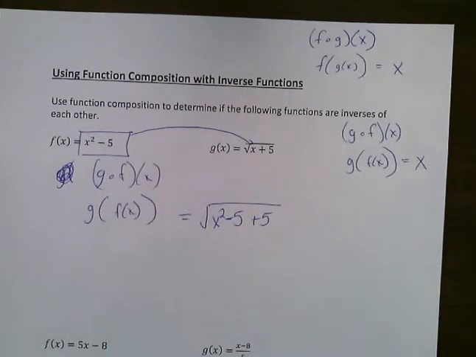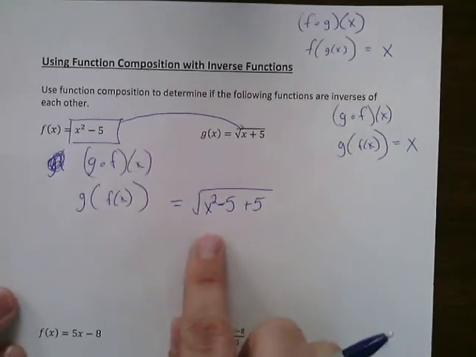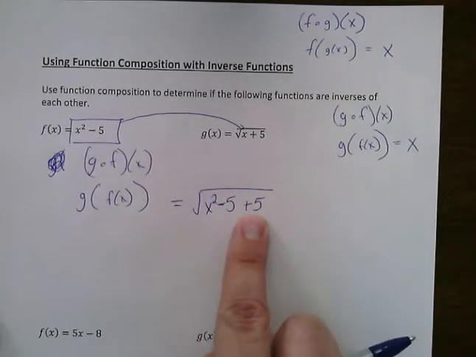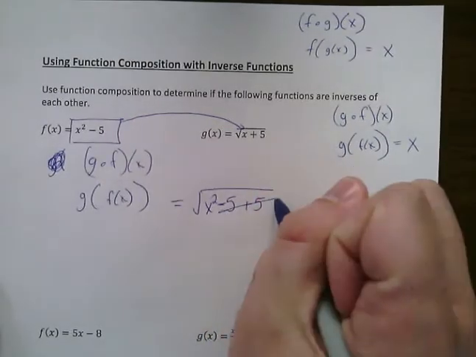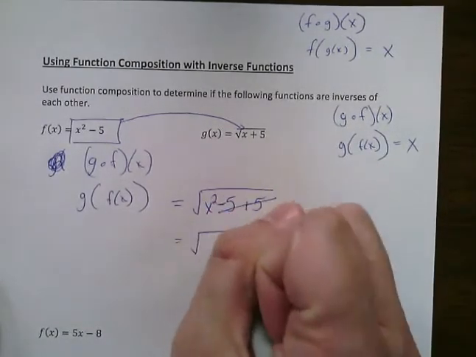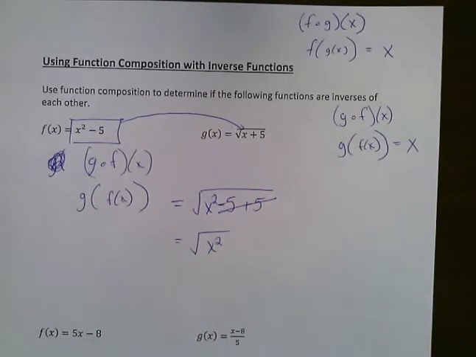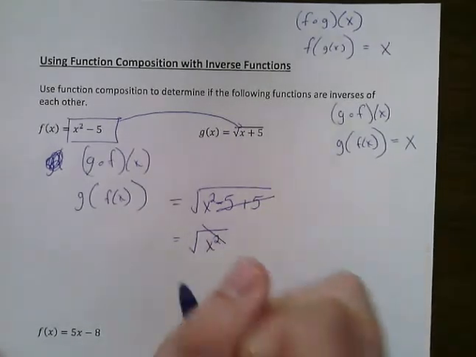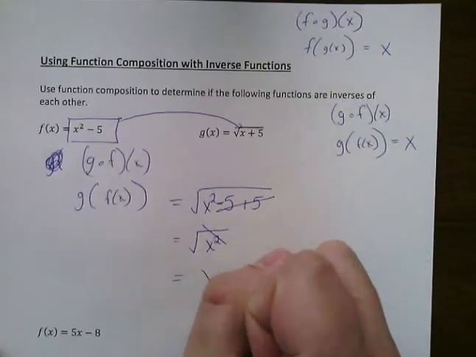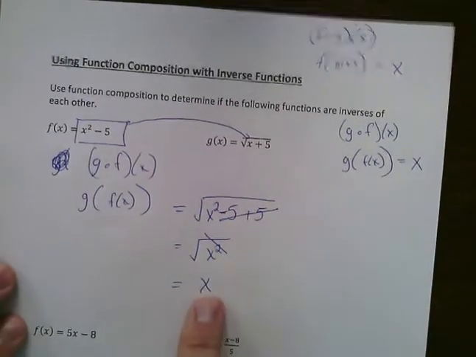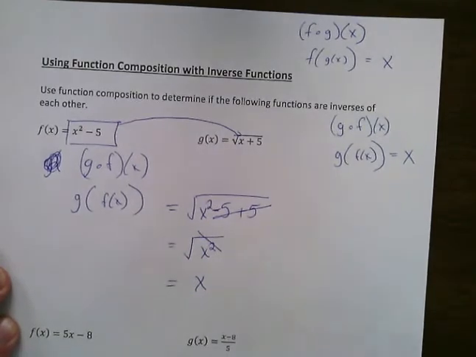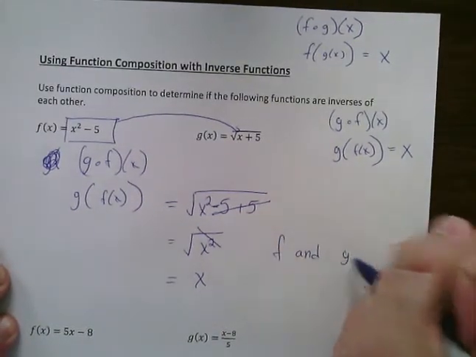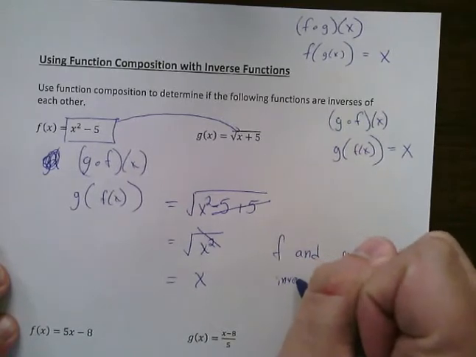Now I'm going to simplify this expression. On the inside of the square root, I have a minus 5 and a plus 5. Minus 5 plus 5 is 0, so those are gone, and I'm left with the square root and an x squared. Then I have a square and a square root. Square and square roots are inverses of each other, so those are gone, and you're just left with a plain old x. So since it simplified, f and g are inverses of each other.